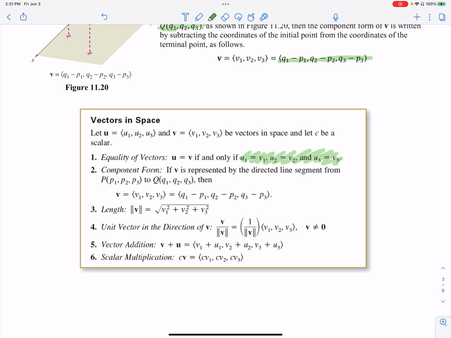We talked about component form. Okay, next is the length of a vector, or the magnitude of a vector. Notice what it is this time. If I were to cover up this part, that is the magnitude in 2 space. So if I just add the third component, it's magnitude in 3 space. It's still the distance, the length of that vector. Unit vectors work the same way: you take the vector and divide by the magnitude. Vector addition works the same way, add components. And scalar multiplication works the same way, it just distributes to each component.